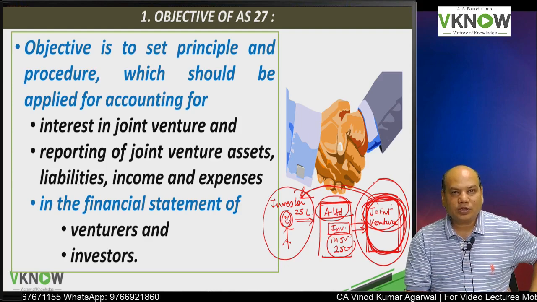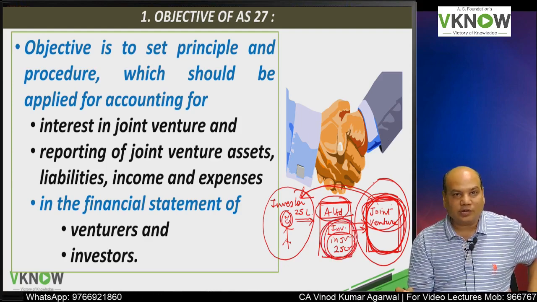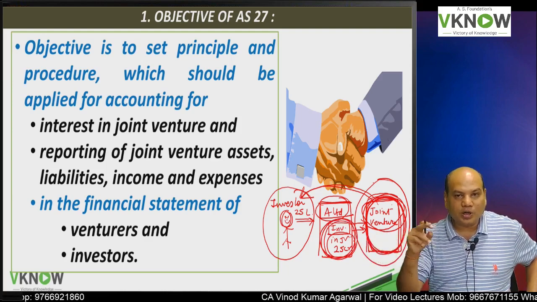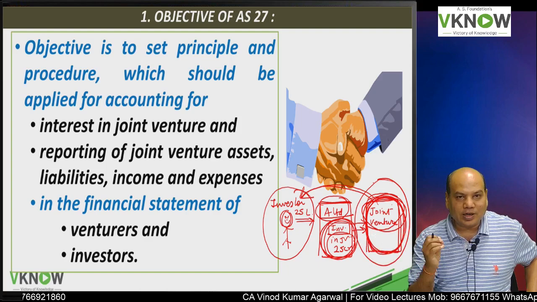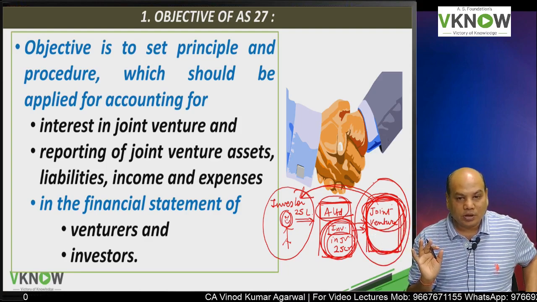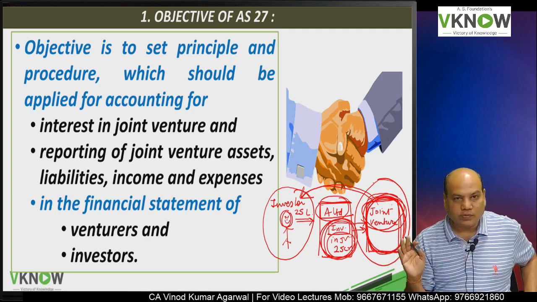In the absence of this standard, you can only get one line item in the balance sheet, investment in joint venture, and in the P&L account you will see one line item, that is dividend from joint venture. But now with AS 27 you will get a lot of information about the joint venture.